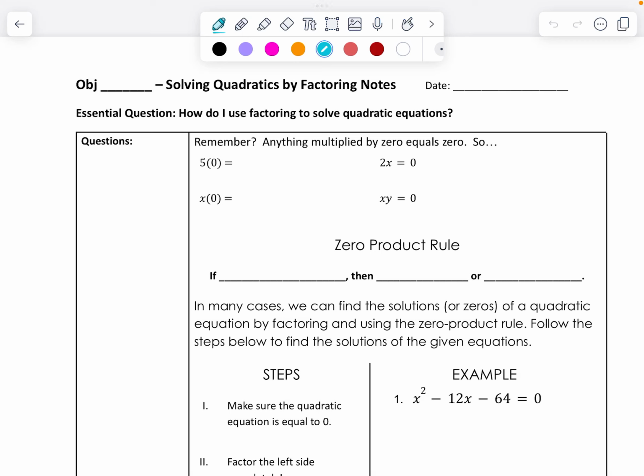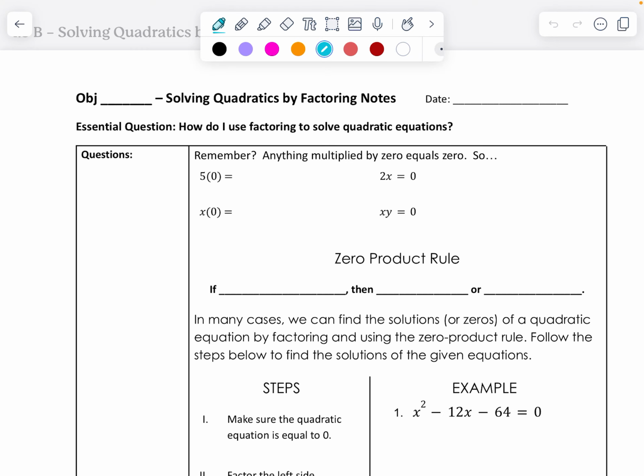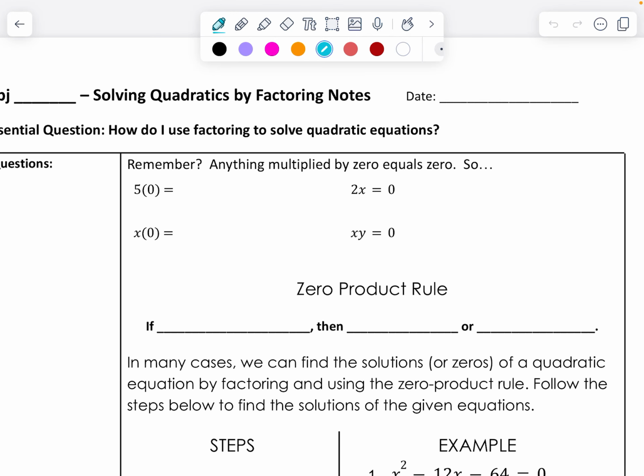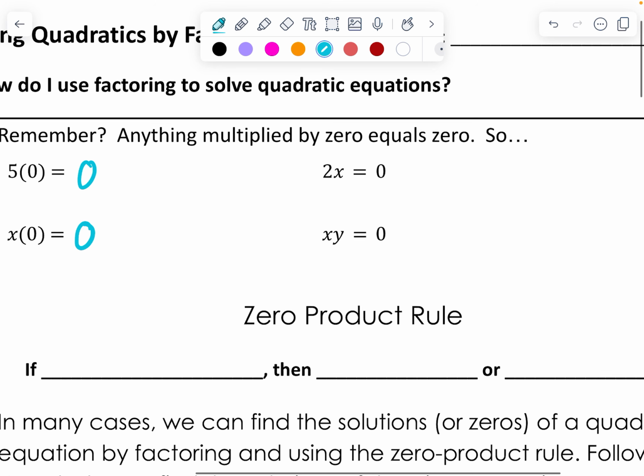Today we're going to be solving quadratic equations by factoring. So we're going to remember the zero product rule. Anything multiplied by 0 equals 0. So 5 times 0 equals 0. X times 0 equals 0. If I have 2x equals 0, to solve that I would divide by 2 and get that x equals 0.